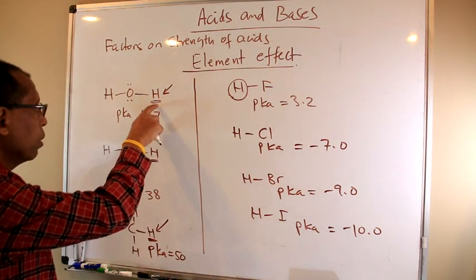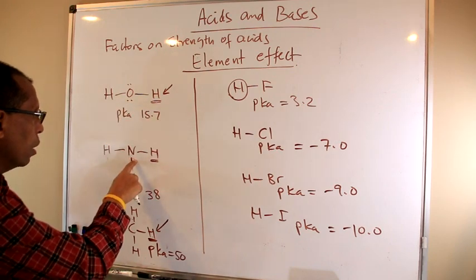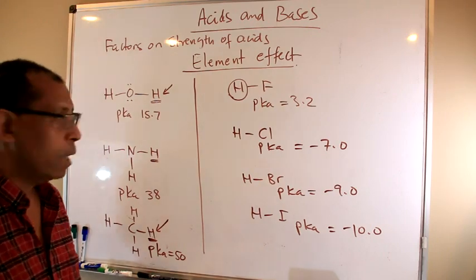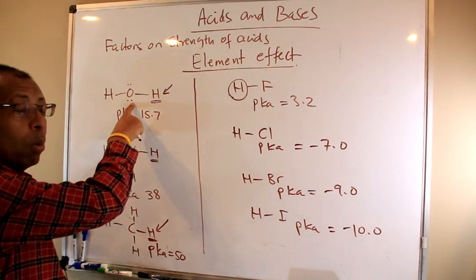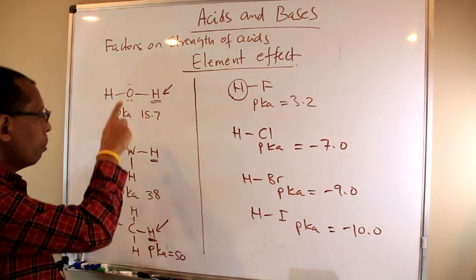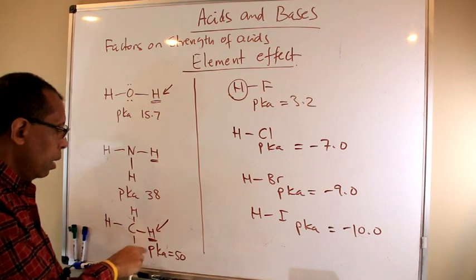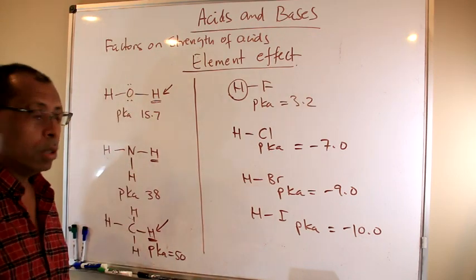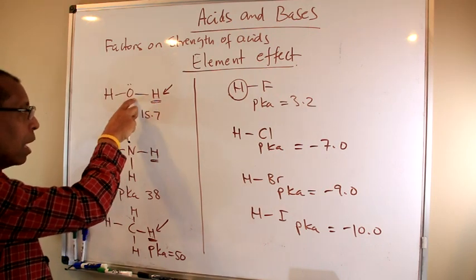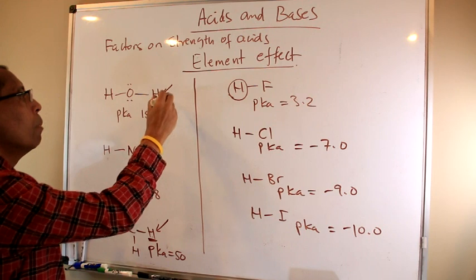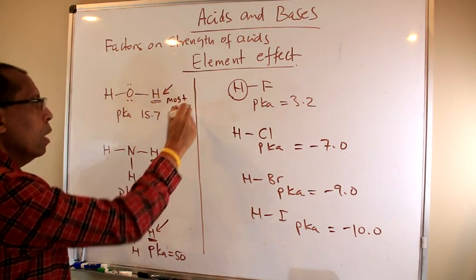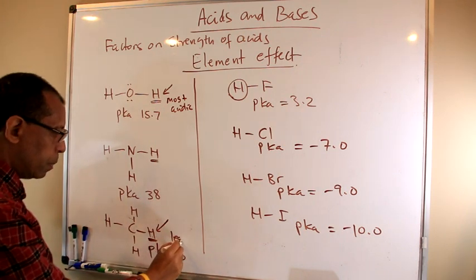For example, here the hydrogen is attached to oxygen, here on nitrogen, here on carbon. So based on this, you can say that oxygen being more electronegative as compared to nitrogen, and nitrogen more electronegative than carbon, it has such a pKa value distribution. So the most electronegative atom, the hydrogen that is attached directly to that would be most acidic. In this case, it's most acidic, and this is least acidic.